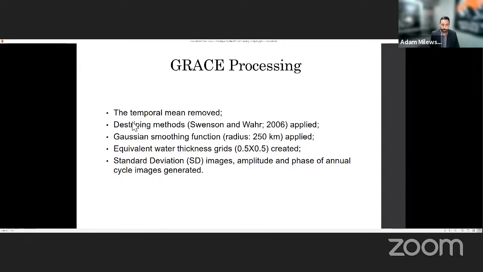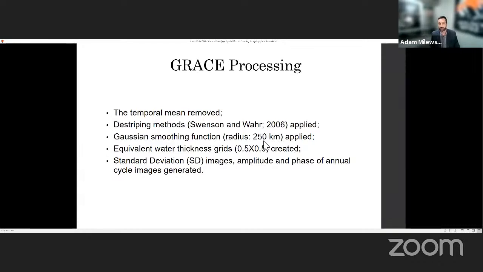You have to de-stripe the images, and I'll show you a good example of that in a minute, which means when you look at GRACE, the way the filters work is even though there are variations in mass, there are going to be these linear stripings on an image. So you have to remove it. You have to apply a filter, that functioning filter that I mentioned. In this case, they recommend 250 kilometers.